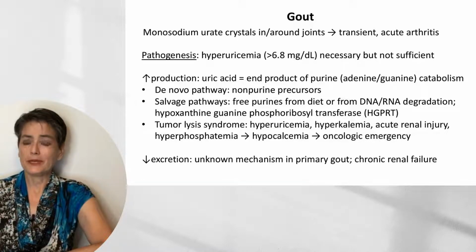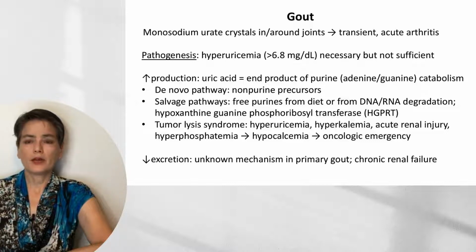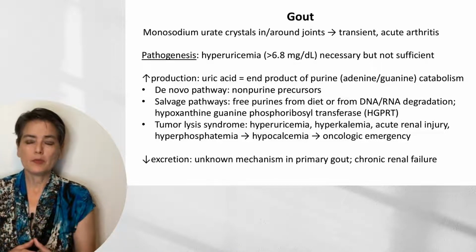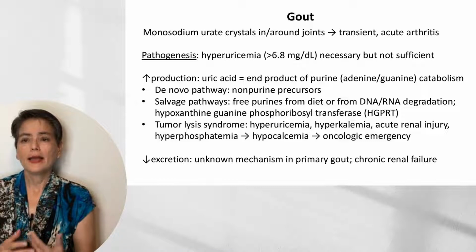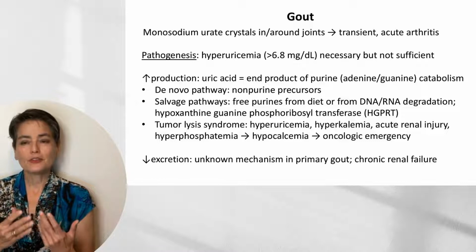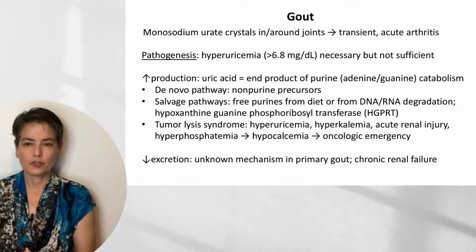Please don't think of this as being a common cause of gout. Tumor lysis syndrome occurs typically with hematopoietic neoplasms when chemotherapy is given and there is abundant die-off of cells. We have the release of abundant DNA and RNA, which can lead to hyperuricemia, but we're also going to get hyperkalemia and hyperphosphatemia. The hyperphosphatemia can result in hypocalcemia, and all of these different electrolytes can result in acute renal injury. And so this is actually an oncologic emergency. So it's not that someone is going to present with isolated gout in the context of tumor lysis syndrome.